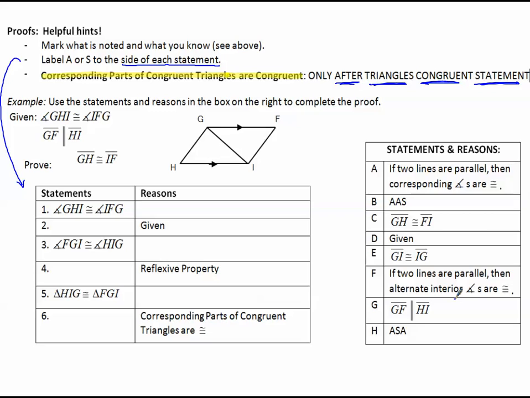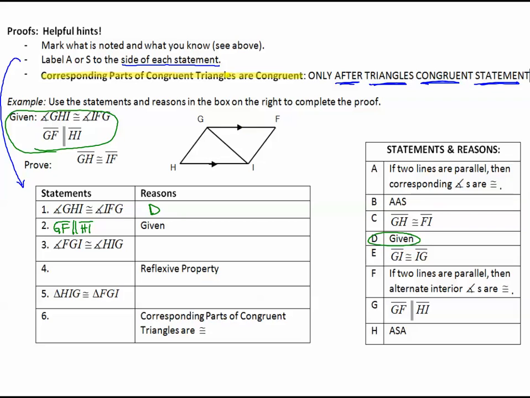First of all, it's important to remember that the stuff that's given will always be first. So our choice for given is always going to be what's first. This is given. Okay, the given information always goes first. Notice that matches. This also says given, so that's going to have to go there. GF parallel to HI.